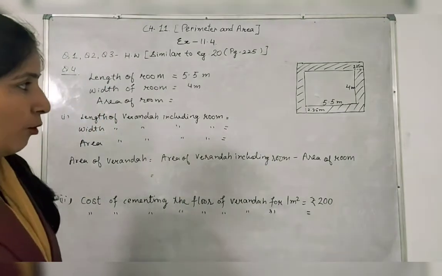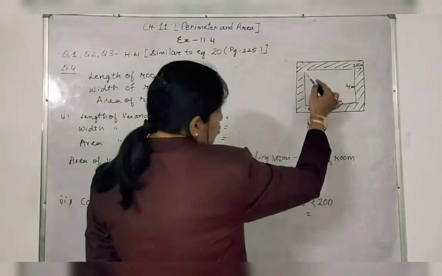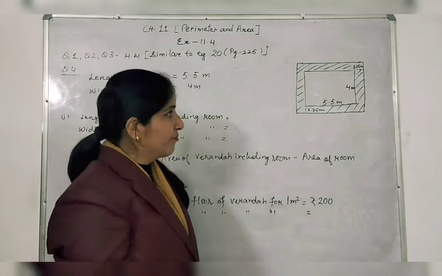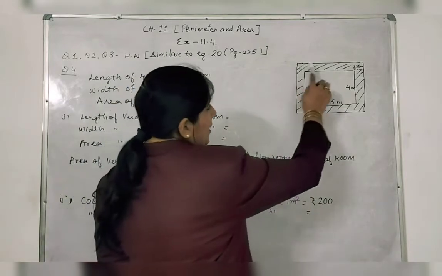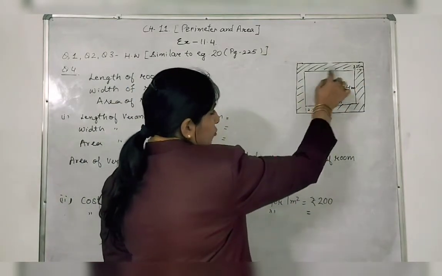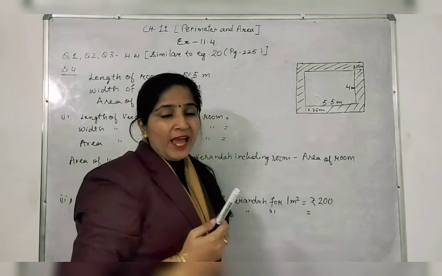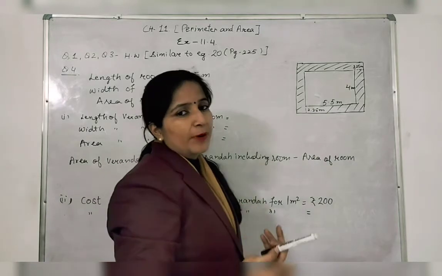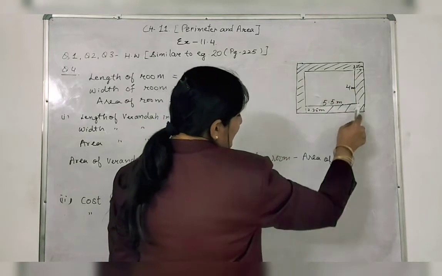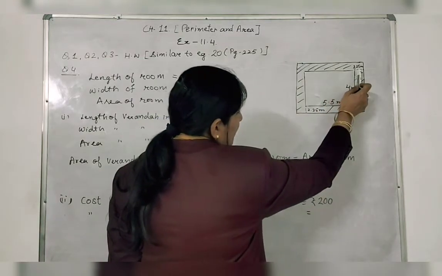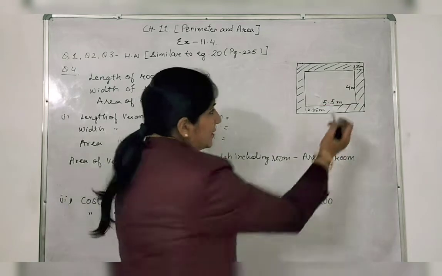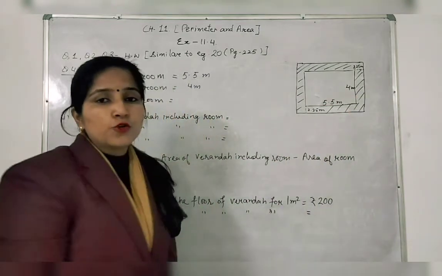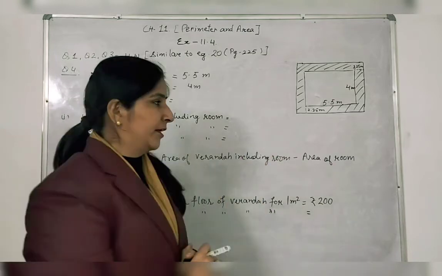In question 4, it is given that there is a room of length 5.5 meter and breadth 4 meter, and a veranda is being constructed all around this room, outside this room. We have to take care whether things are outside or inside. So the veranda is obviously outside the room, with a width of 2.25 meter. This side is 2.25 meter, and from this side also it is 2.25 meter, all around.